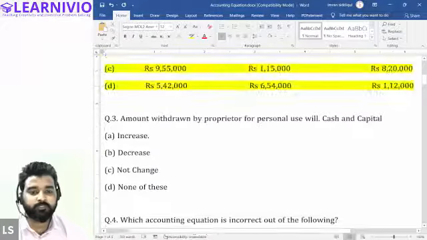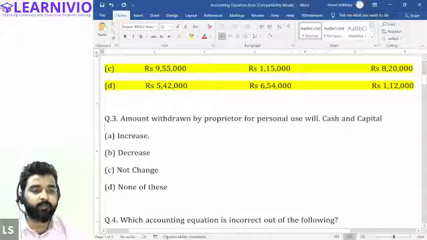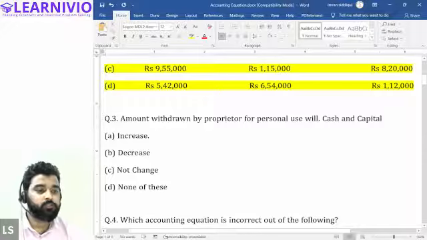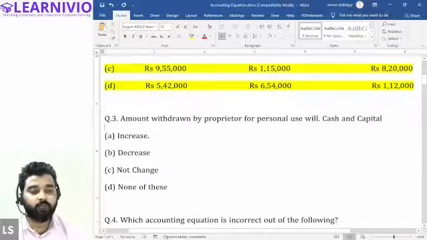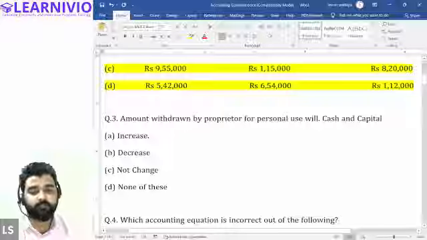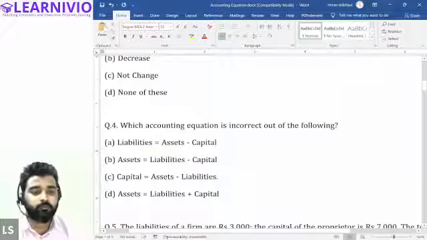Question number three is, I guess, very easy. Amount withdrawn by the proprietor for personal use will affect the cash and capital. How will it affect them? It will decrease the value of cash, and it will also decrease the capital. Okay, all right.